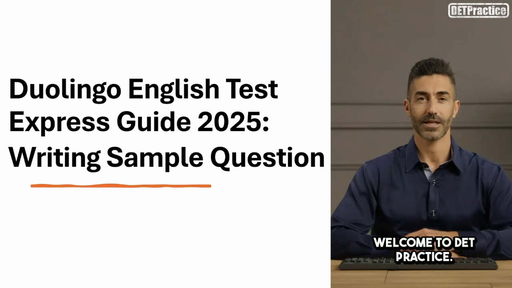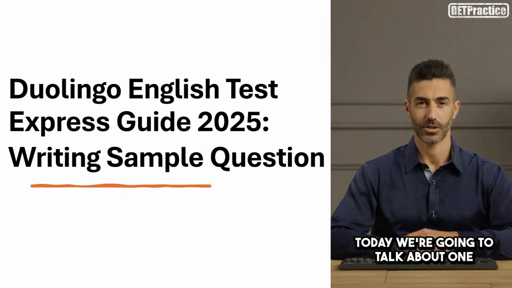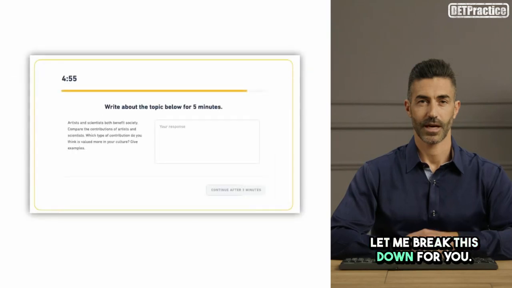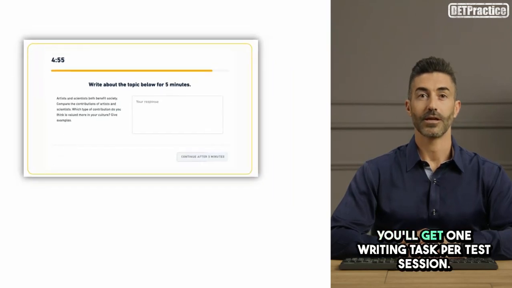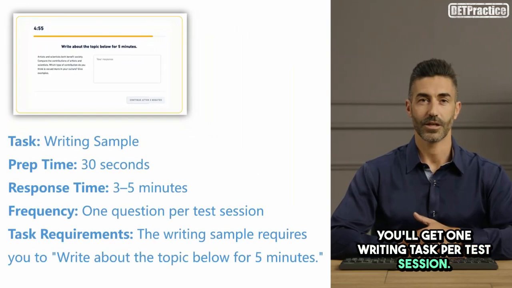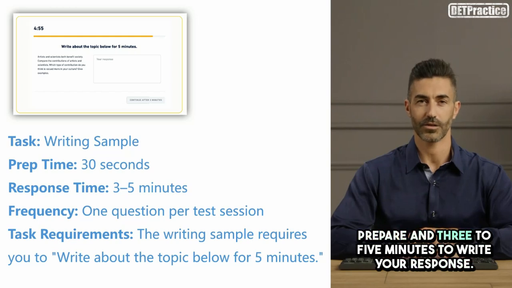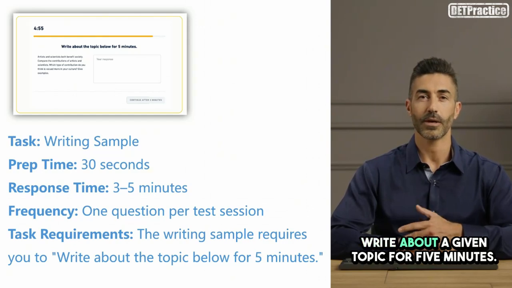Welcome to DET Practice. Today, we're going to talk about one of the most important sections of the Duolingo English Test, the writing sample. Let me break this down for you. You'll get one writing task per test session when you take the DET. You'll have 30 seconds to prepare and 3 to 5 minutes to write your response. The task is simple. Write about a given topic for 5 minutes.